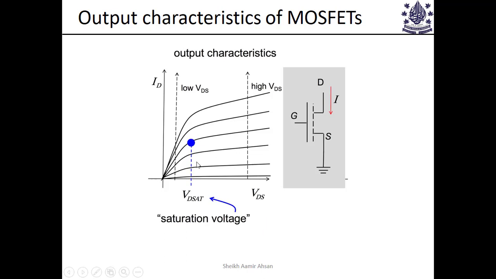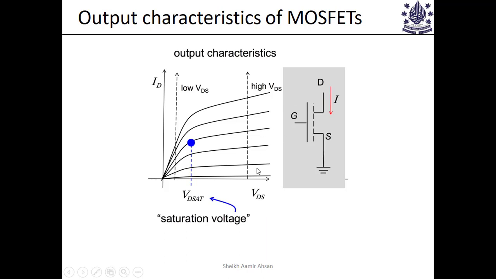Number one, this inflection point tells you the saturation voltage, which differentiates the linear region from the saturation region. This is called the saturation voltage, VD-sat. Now VD-sat may not be the same for all of these curves. For this one you may say VD-sat is here, and for this one VD-sat is here, and it may come more and more towards the left. We'll talk about that in subsequent lectures.